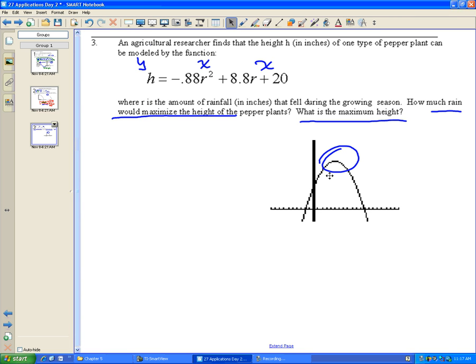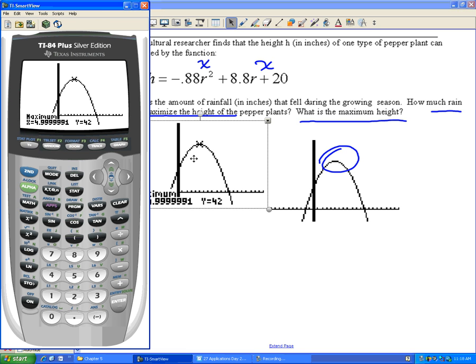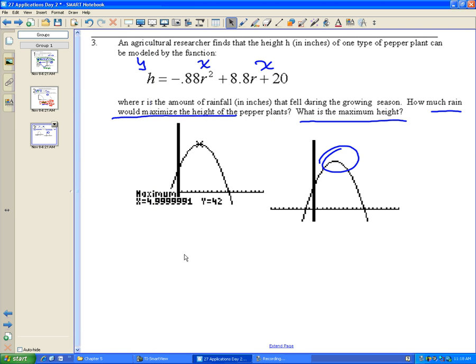So let's find that maximum value. Again, I'm going to go to second trace to get calc. Number 4 is maximum. Left bound, I'm going to go to the left of this point and hit enter. Right bound, I'm going to go right of the maximum by arrowing over and hit enter. Guess, I'm going to go to the middle and hit enter. And it tells me that I have a maximum of x equals 4.999999991 and y equals 42. So that tells me that my x is going to be 5, because 4.999999991 is most probably 5.